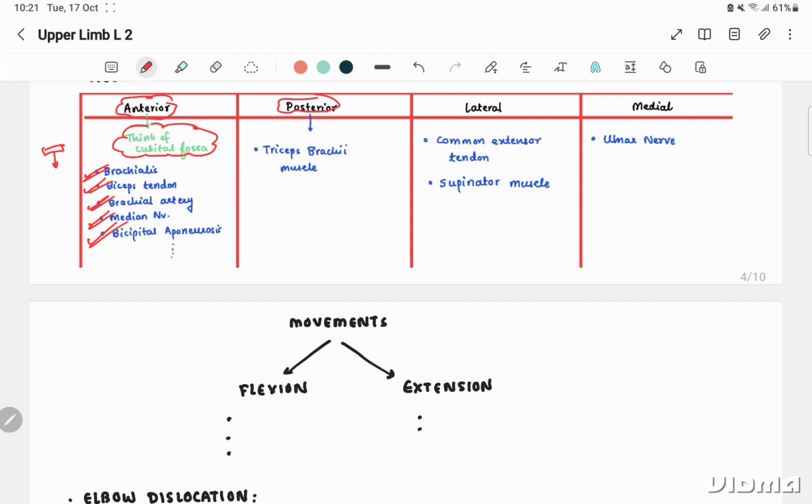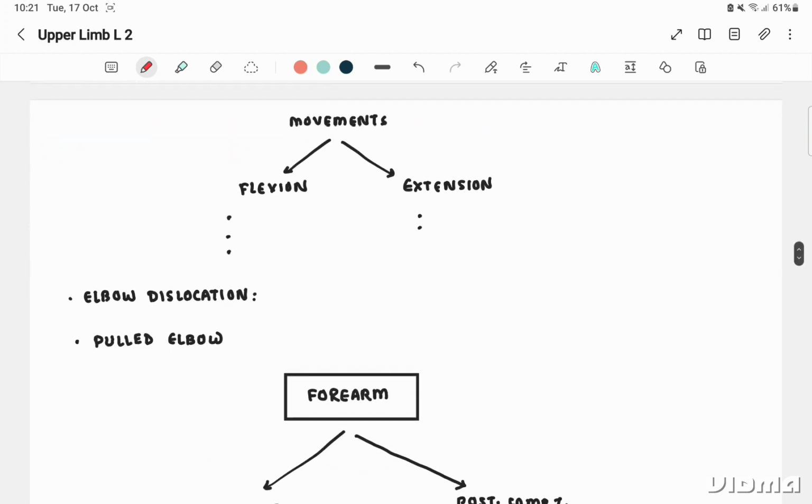Okay, then the posterior relation lies deep to the elbow joint. We have the triceps brachii muscle. The lateral relation is common extensor tendon and supinator muscle. The supinator muscle generally winds around like this. And the medial relation is the ulnar nerve. Okay, so medially we have the ulnar nerve, and laterally we have the common extensor tendon and supinator muscles. Okay, then there are 2 types of movements in the elbow joint: flexion and extension. So flexion is done by brachialis, biceps, and brachioradialis.